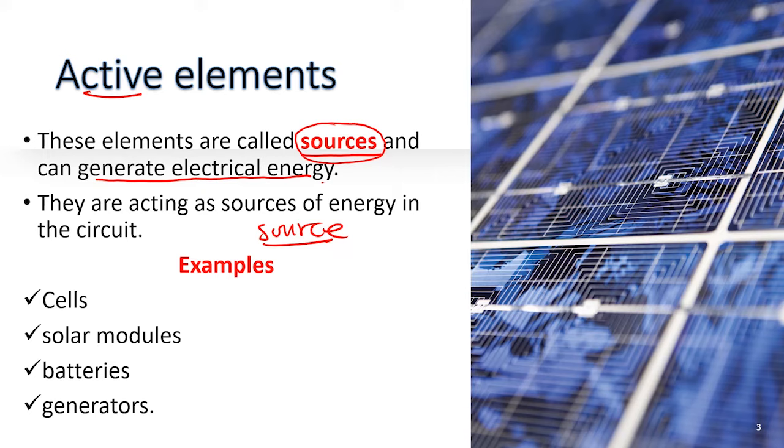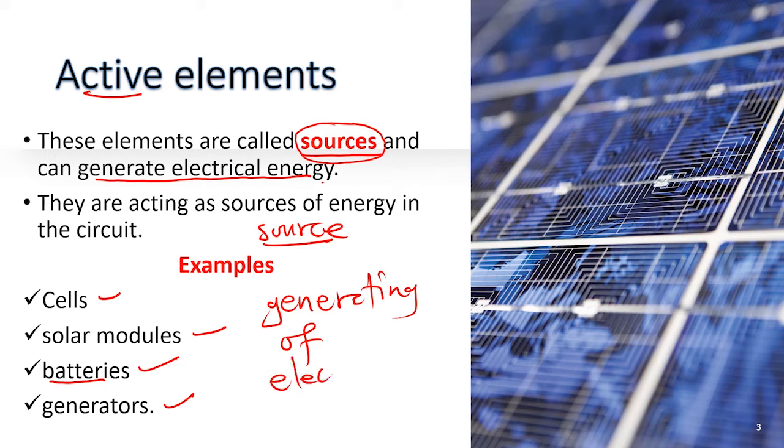Examples: we have cells, we have solar modules, we have batteries, we have generators. All these examples generate electricity. The simplest one, batteries. We put batteries in remotes, in our calculators, in our electrical gadgets, to generate electricity. We know a generator's main function is to generate electricity. Therefore, all these are called active elements. So when I mention an active element, what comes to mind is the generation of electricity. And if I mention a source element, what should come to mind is also the generating of electricity.